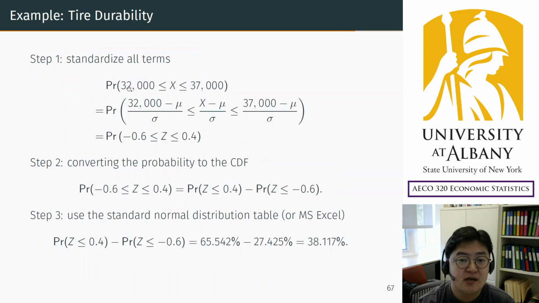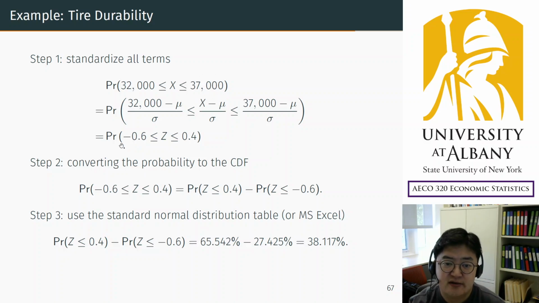So standardize, but again, remember you have to standardize these two numbers at the same time. So you get minus 0.6 and 0.4. 0.6 and 0.4 are the new interval for the standardized normal distribution.